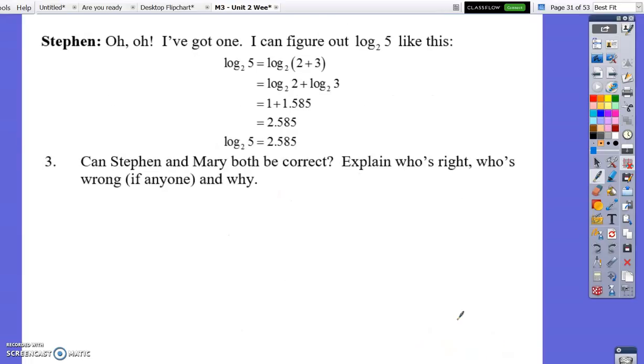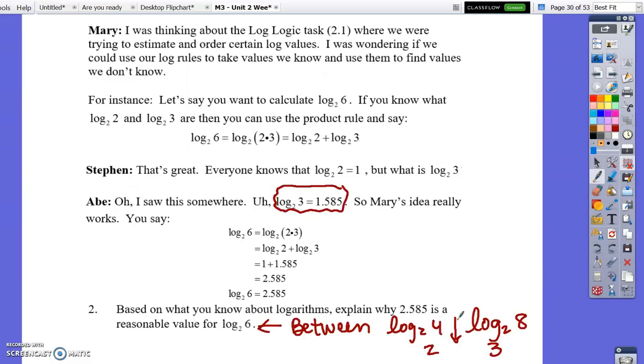So Stephen goes on and says, hey, cool, I've got one, the log base 2 of 5, which must be the log base 2 of 2 plus 3, so I break it apart. Is he right? Or can they both be right? Who's right and who's wrong? Stephen did it this way with plus signs, and Abe did it that way.